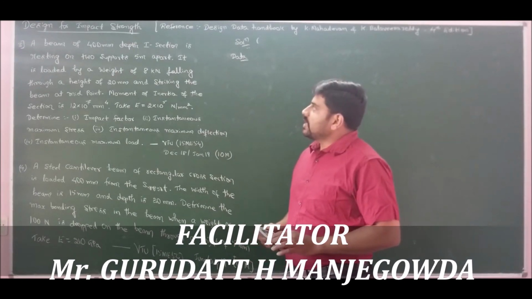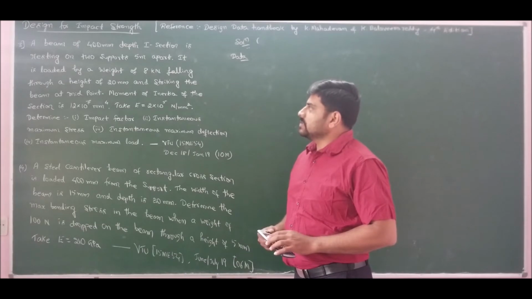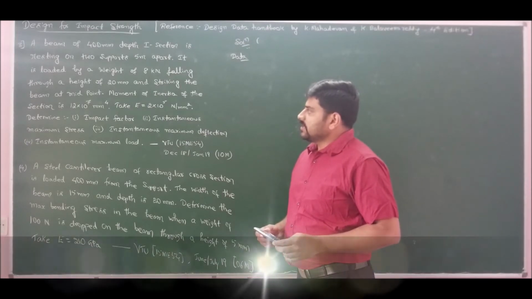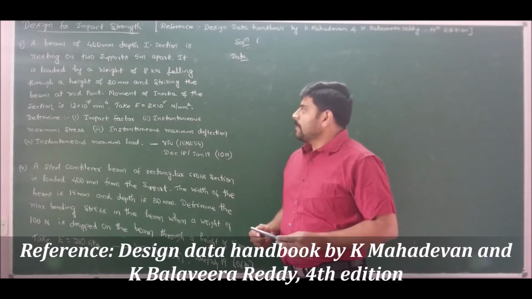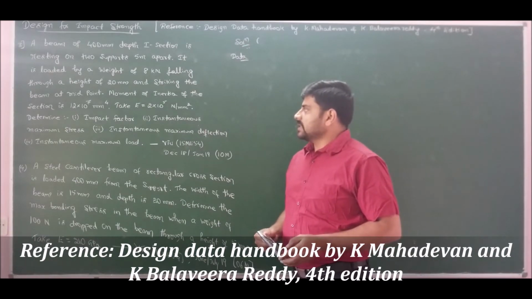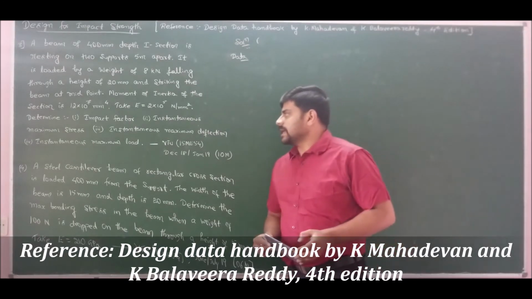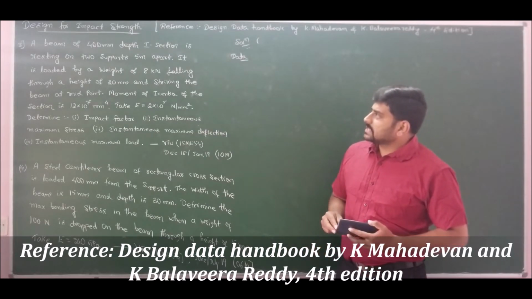A beam of 400 mm depth I section is resting on two supports 5 meters apart. It is loaded by a weight of 8 kilonewtons falling through a height of 20 millimeters and striking the beam at midpoint. Moment of inertia of this section is 12 into 10 to the power of 7 millimeter to the power of 4. Take Young's modulus as 2 into 10 to the power of 5 megapascals. Determine impact factor, instantaneous maximum stress, instantaneous maximum deflection, and instantaneous maximum load. So if you observe, we have a simply supported beam whose cross section is I.